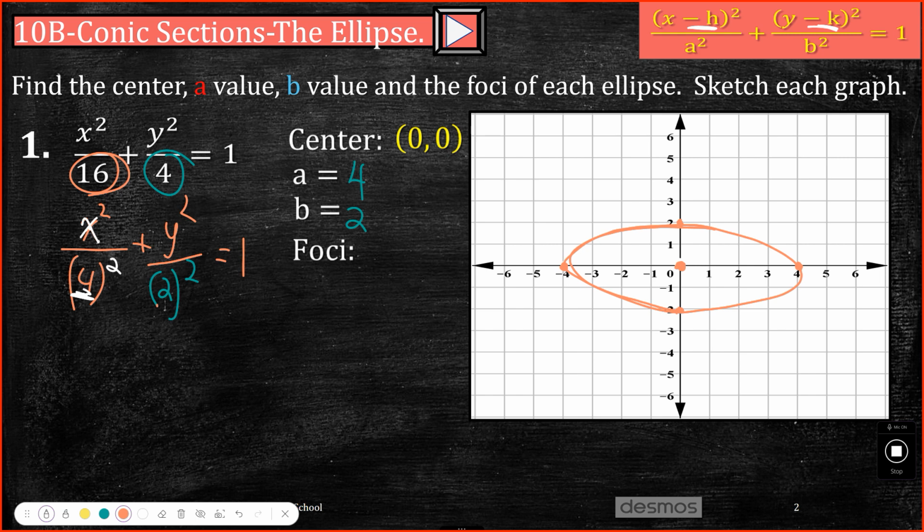Here's the problem about finding the foci. How do we find the foci? Not that hard at all. That formula they gave you is where we want to know, along the major axis, how far from the center the focus points are. Because there are two of them, one there, one there.